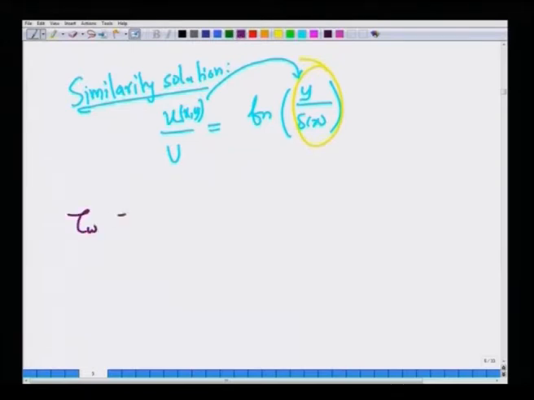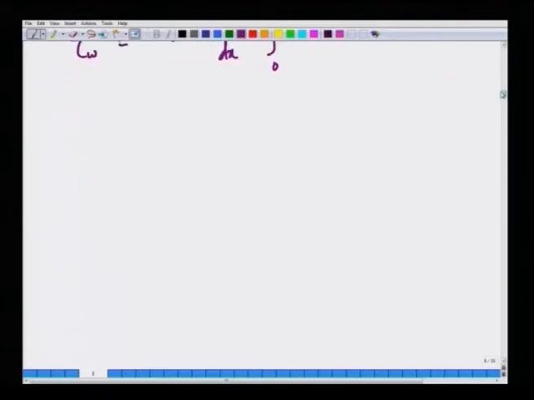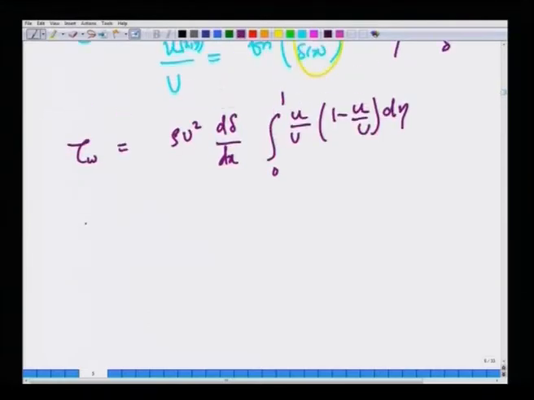So, you write tau w, now you define a new variable eta equals y by delta and transform this equation as rho u squared d delta dx integral 0 to 1 of u by U times 1 minus u by U d eta. Now, essentially we have to solve this for delta of x in terms of tau w. In order to do that, we have to first prescribe a form for u by U.